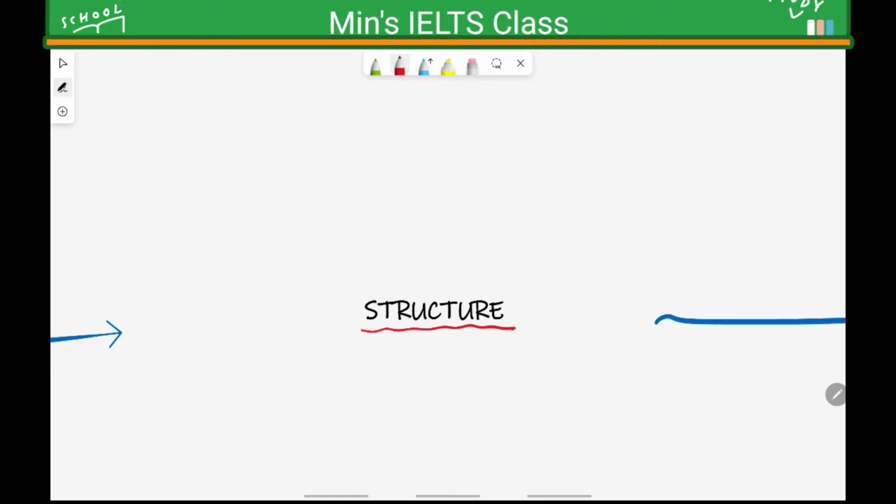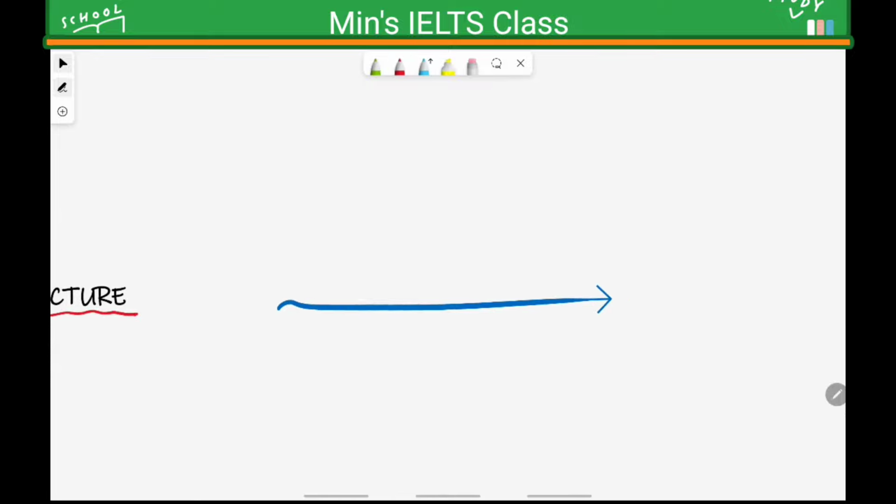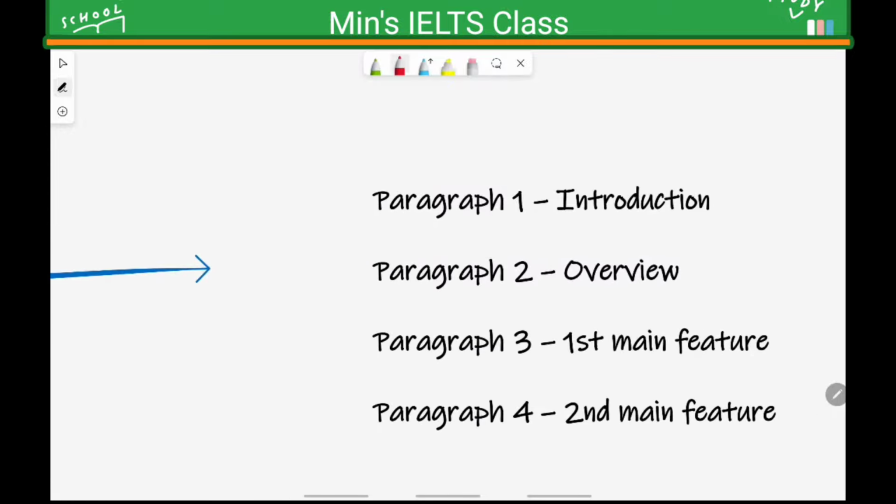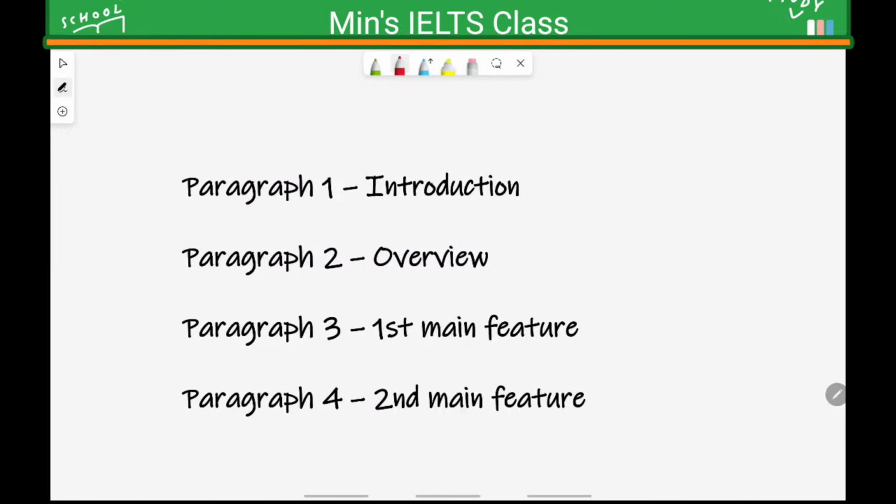Now, let's talk about the structure of our essay. Ideally, your essay should have 4 paragraphs. All right. Paragraph number 1 is an introduction paragraph, usually 1 to 2 sentences. And it always paraphrases the question sentence. And next, our paragraph number 2 is an overview of main features.